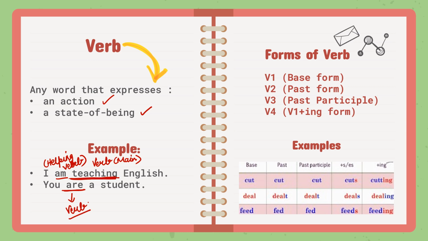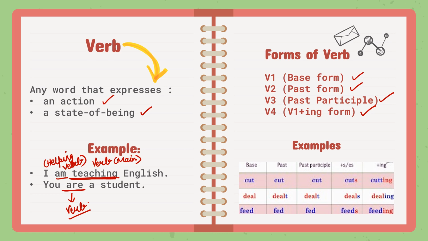There are four forms of verb. First form of verb, which is also known as base form. Second form of verb, which is also known as past form. Third form of verb, which is also known as past participle. And fourth form of verb, which is V1 plus ing form.